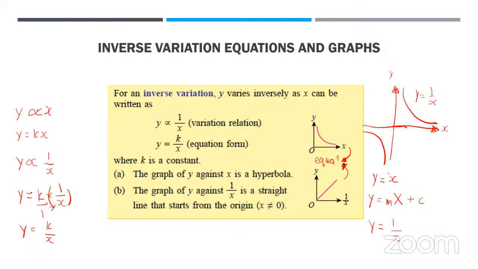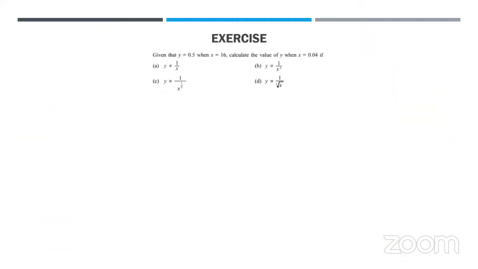Okay, so let's move on to the next one. We have an exercise that I like to try. Given that y is equal to 0.5 when x is equal to 16, calculate the value of y when x is equal to 0.04. Okay, so the first one is very straightforward.